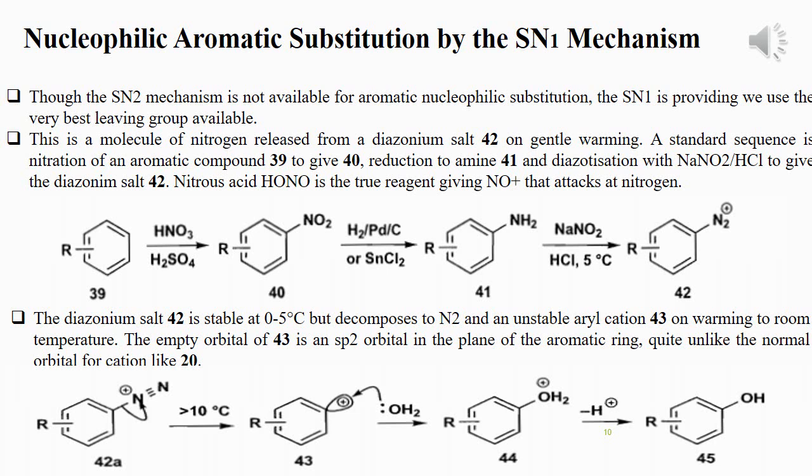A standard sequence is nitration of an aromatic compound 39 to give 40. What happens when we first do the nitration? 39 is converted into 40. Then reduction of that nitro group takes place using hydrogen over palladium on charcoal or tin chloride. After the amine formation, diazotization with sodium nitrite and HCl will give diazonium salt 42.